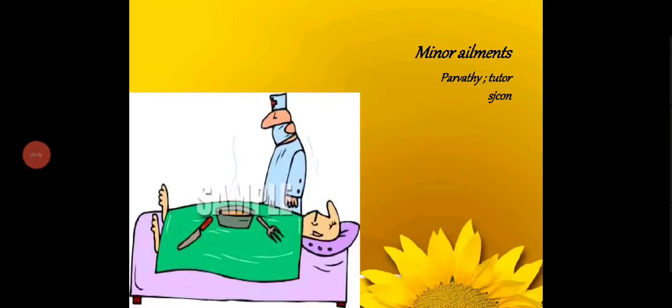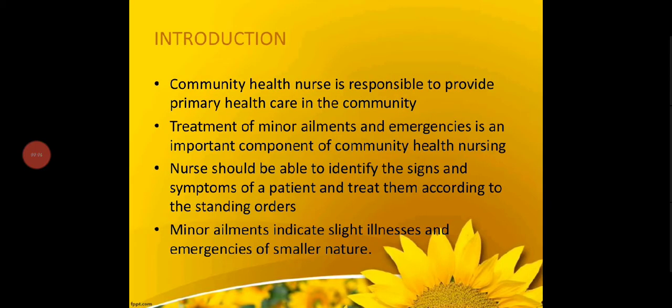We'll start with a new topic, minor ailments. So what is minor ailment? A community health nurse is responsible for providing primary health care in the community. Treatment of minor ailments and emergencies is an important component of community health nursing. The nurse should be able to identify the signs and symptoms of the patient and treat them according to the standing order.